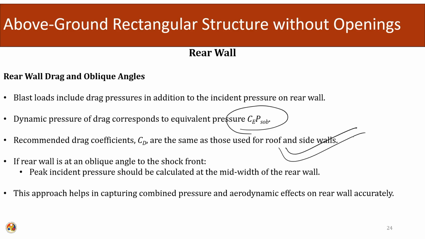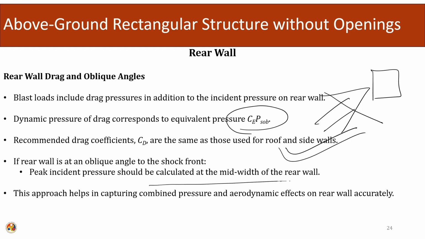If the rear wall is at an oblique angle to the shock front, if this is my rear wall and the shock front is at an angle, then the peak incident pressure should be calculated at the mid width of the rear wall. So, the peak pressure is calculated at the mid width. If this is the width W, then it is calculated at the mid width.